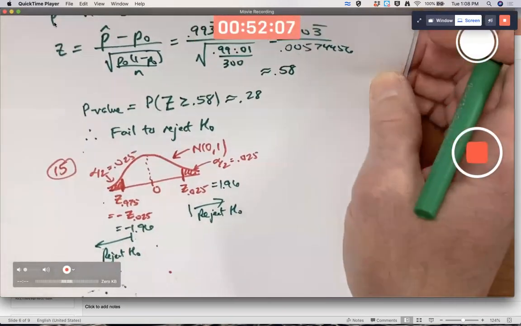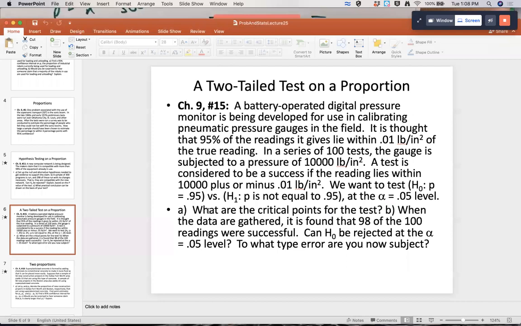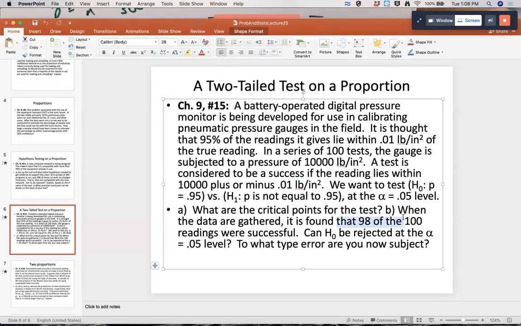What do we observe for p hat? Based on your random sample of size 100, we got p hat to be 98 over 100, 0.98. So the corresponding Z, if we assume the null is true, is going to be positive in this case, bigger than 0.95, because p hat's bigger than 0.95. If p hat had been less than 0.95, the corresponding Z would be negative.